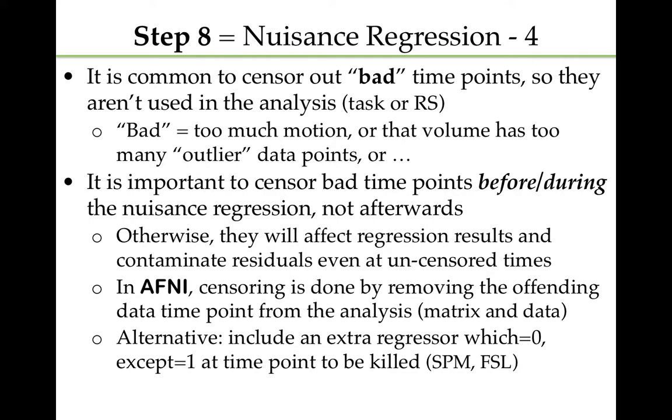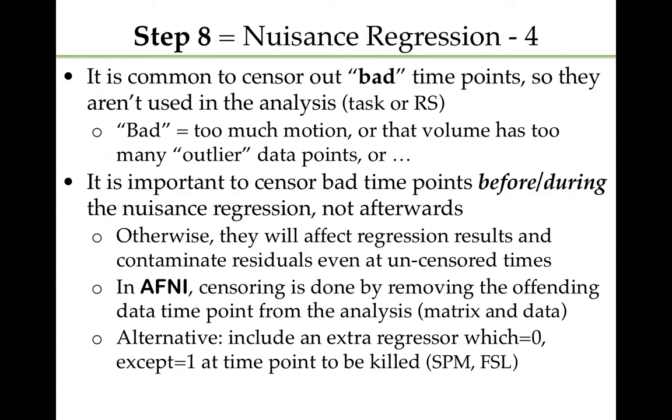So it is important to censor the bad time points out before or during the nuisance regression and not after that, because if you censor them out later, then it'll affect the regression results. And obviously this makes no sense when I'm talking about task. When I'm talking about resting state, you could imagine saying, I'll just do all the nuisance regression, and then later I'll just throw out the time points I don't want to do the interregional correlation analysis. That's a wrong way to do it, because the bad data will come in and affect the regression results and contaminate the results, even if you think you've removed it later.